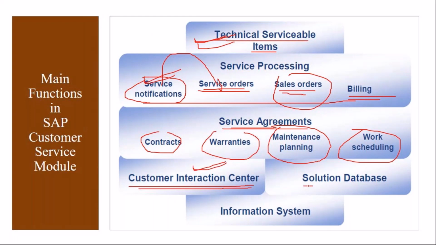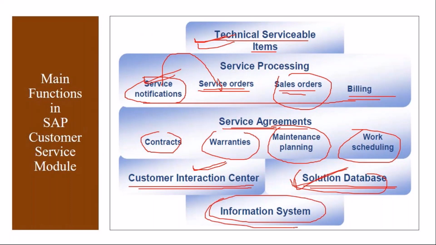And also the solution database. Suppose the customer complains that so and so thing is having an issue, then you will propose some solutions using the solution database. We will cover this. And then we will cover the information system. Information system is nothing but reporting: how to see all the notifications, how to see all the orders, and how to process them collectively. All those things we will be covering.